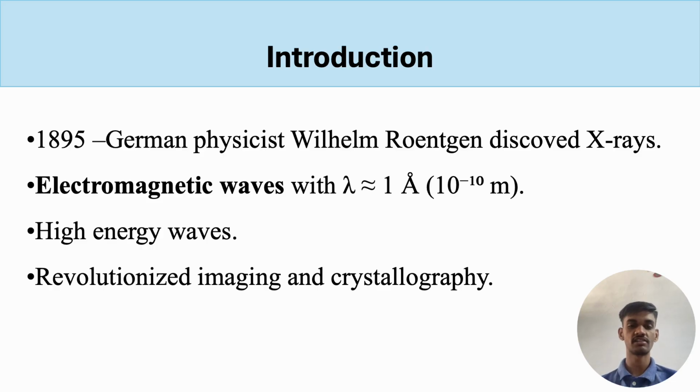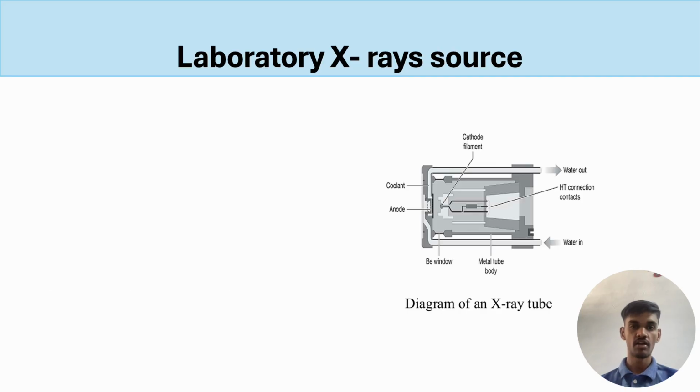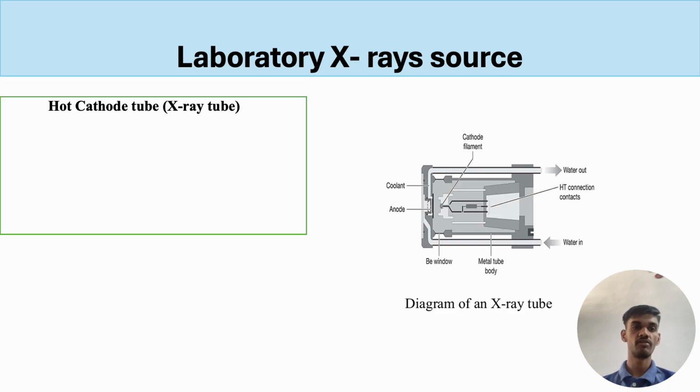Now I will discuss the source of X-ray generation. X-ray is generated in the laboratory by accelerating electrons in an electric field of 1000 volts and then striking them on a metal surface. One design for an X-ray generator is called an X-ray tube or hot cathode tube. This is the diagram of the X-ray tube. So we will discuss what is a hot cathode tube or X-ray tube.